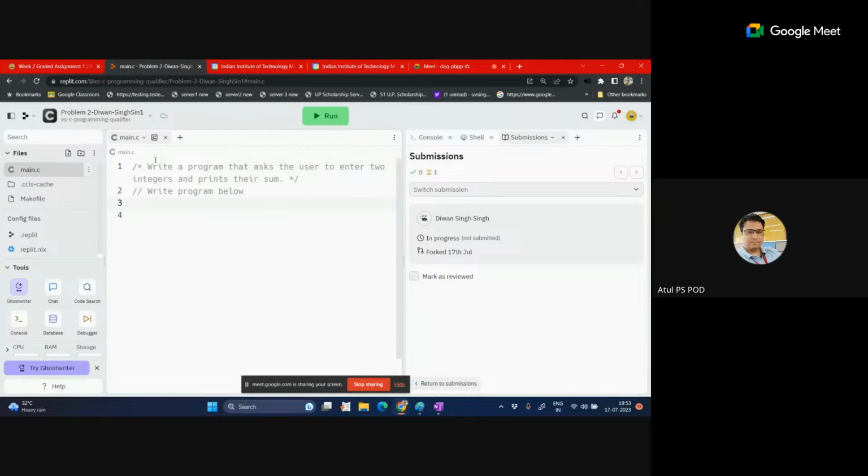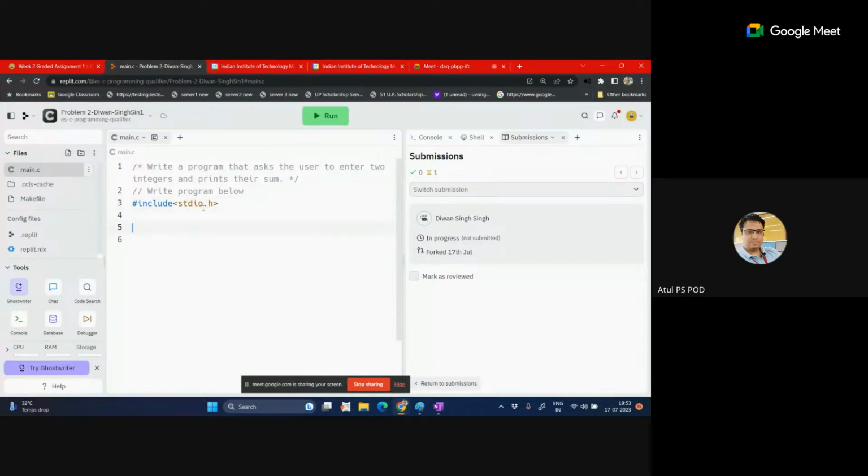This is the program. Basically, here the statement is written: write a program that asks the user to enter 2 integers and print their sum. So same things. Just write the code from scratch. Just write the header file first. Okay, #include <stdio.h>.